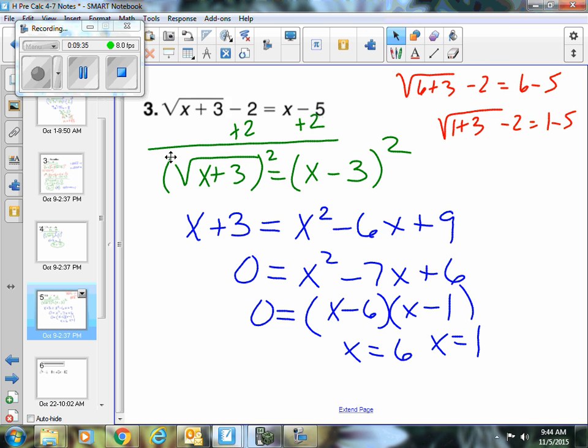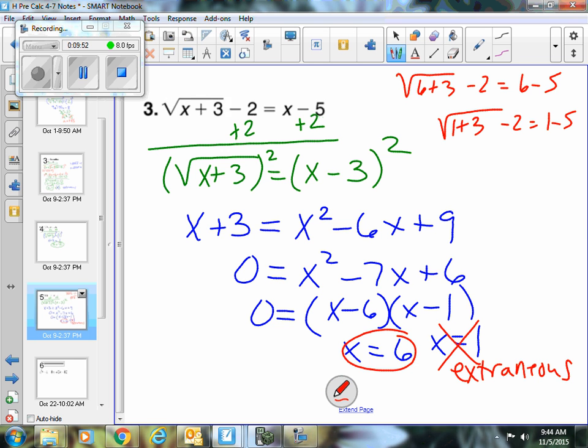All right, so it looks like the only answer that makes sense would be x equals 6. X equals 1 is not a true statement. You would get 0 equals -4. Not true. So the only solution that works is the 6. That x equals 1 is one that we would call extraneous. It's not in the domain of the function.